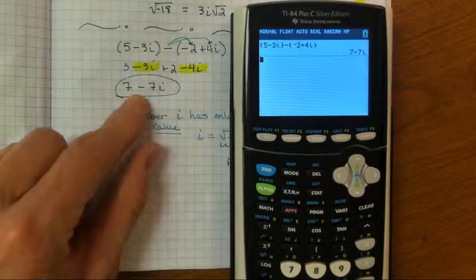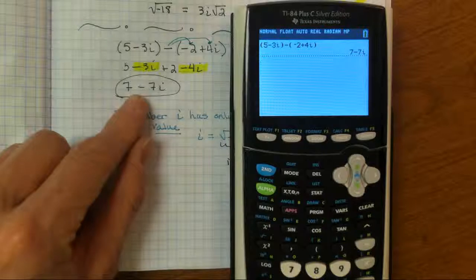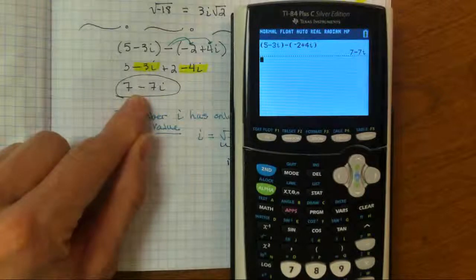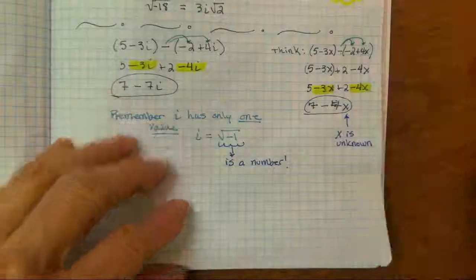I'm going to hit enter, and look, it actually gives me the answer that I got here. And the reason it does that is because i has the value of the square root of negative 1. It has no other value. It's like pi. Pi has a specific value. i has a specific value. So any type of problem like this, you can use your calculator. So let's try one more.